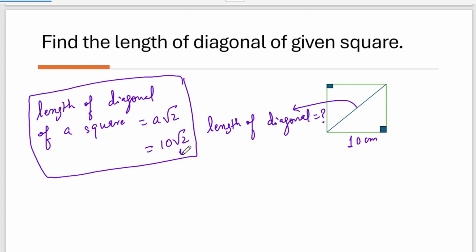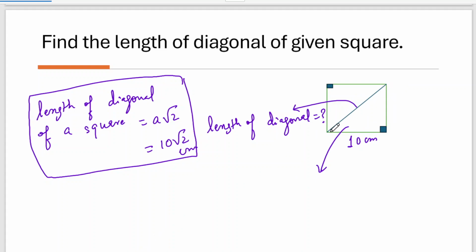If it is centimeter, write it centimeter as well. Okay, now suppose I don't remember the formula, I have forgotten the formula a root 2 and I'm getting confused. What should I do? Now I can use the Pythagoras theorem to find this.